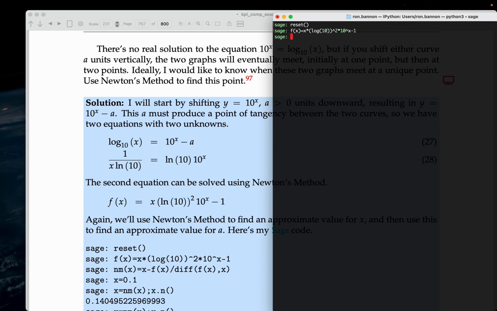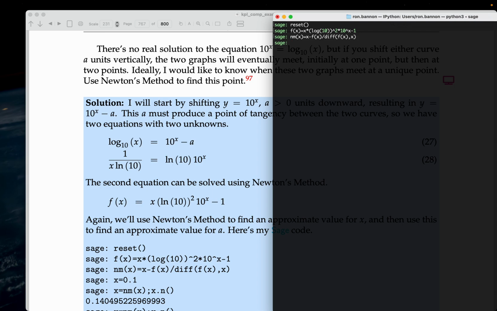All right? The next thing I want to do is type in another function related to this one over here, and I could call it the Newton method function. All right, what's that going to be? It's going to be x, and that's going to be my initial guess, minus the function evaluated at that initial guess, divided by the derivative of f with respect to x. Again, evaluate that number x.